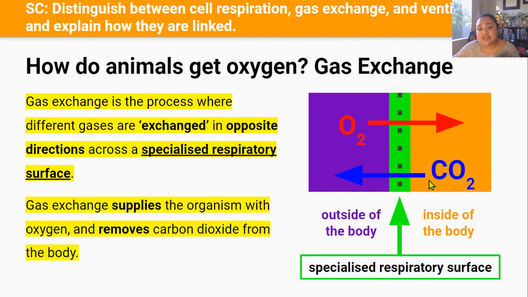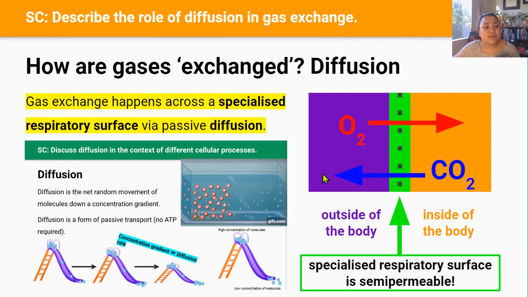So during gas exchange, these two gases are exchanged, transferred, or swapped in opposite directions, oxygen going into the body and carbon dioxide going out of the body. Gas exchange happens across a specialized respiratory surface, and it does this through the process of diffusion.